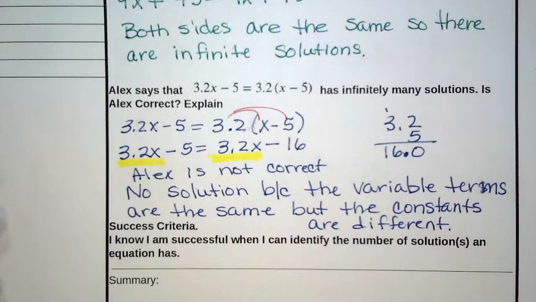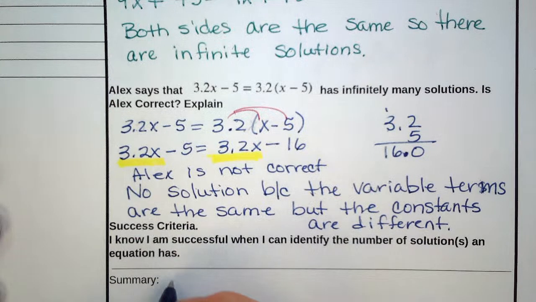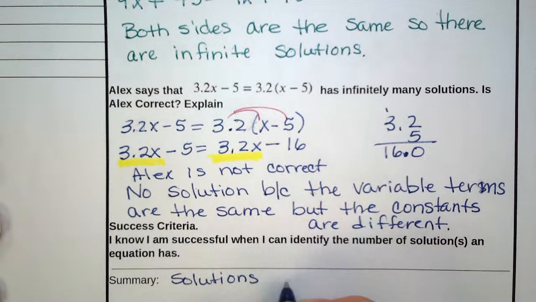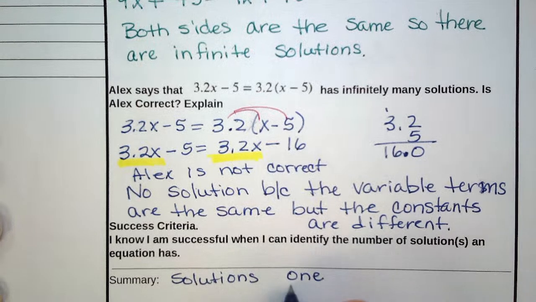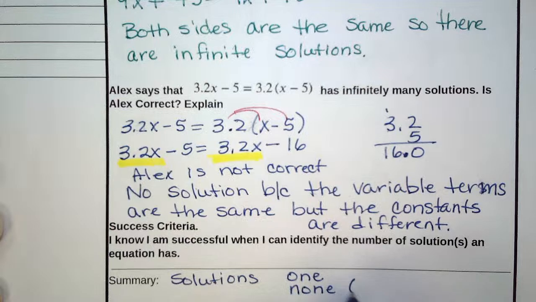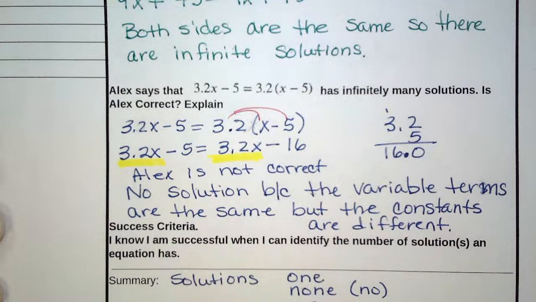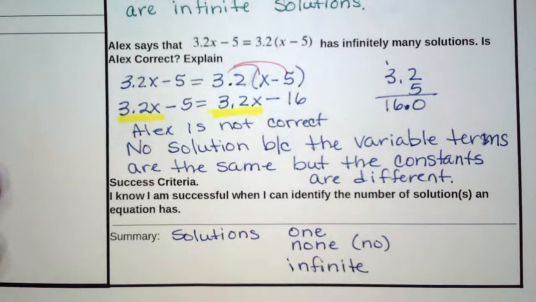Okay? How do you know when you're successful? You know you're successful when you can identify the number of solutions that an equation has. So, solutions: 1, none, and infinite. So, 1, none, and infinite. If you know how to determine them, that's really good. If not, go back through the video.